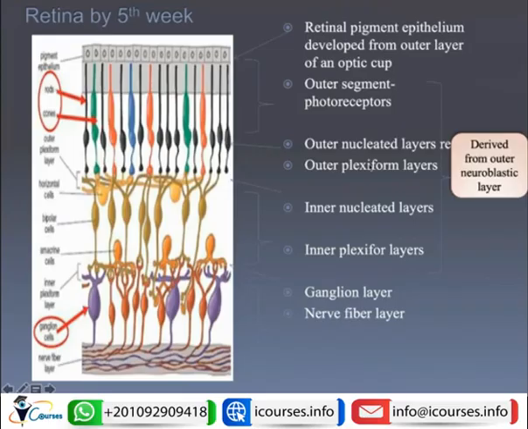So remember that all the nucleated layers except the ganglion cell layer are derived from the outer neuroplastic layer, while the ganglion cell layer will be derived from the inner neuroplastic layer.